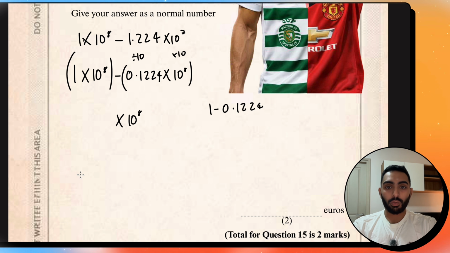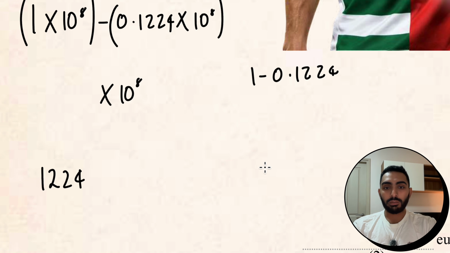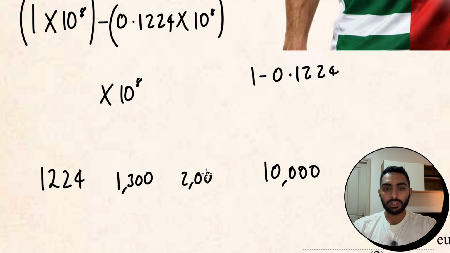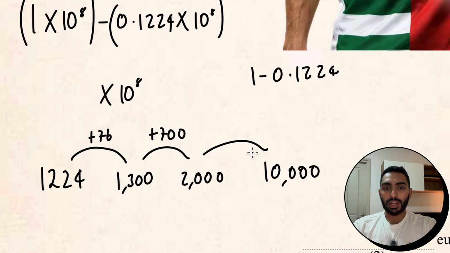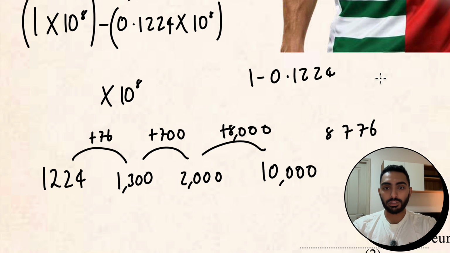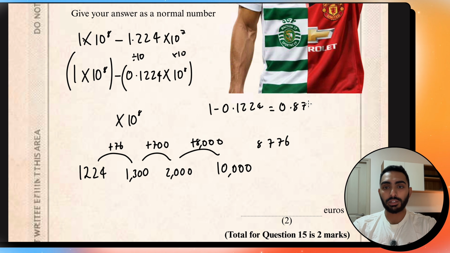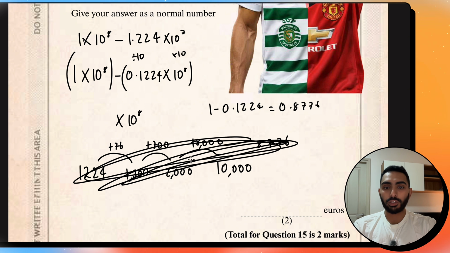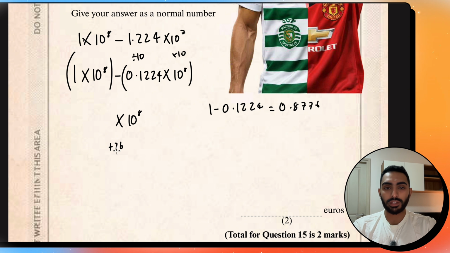I'm going to go from 1,224, and I'm trying to get to 10,000. What am I adding on? I'd first go to 1,300. And then I would go to 2,000, and then I would go to 10,000. From there to there, I've added 76, I've added 700, and I've added 8,000. If I add up all of these, I get 8,776. So this one would be 0.8776. Might just be a nice way for you to do these subtraction questions if there's a lot of zeros at the end. And it would be times 10 to the 8.